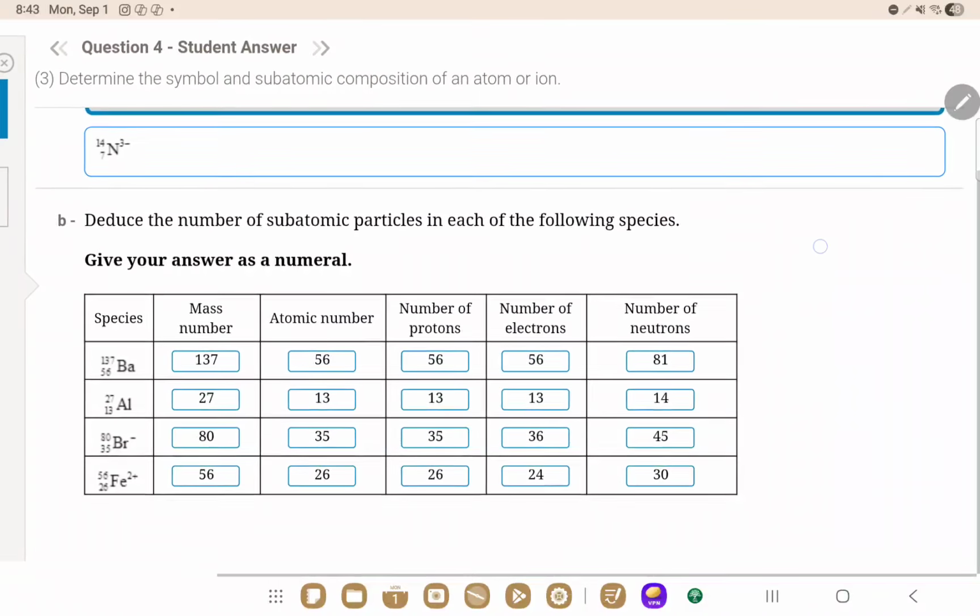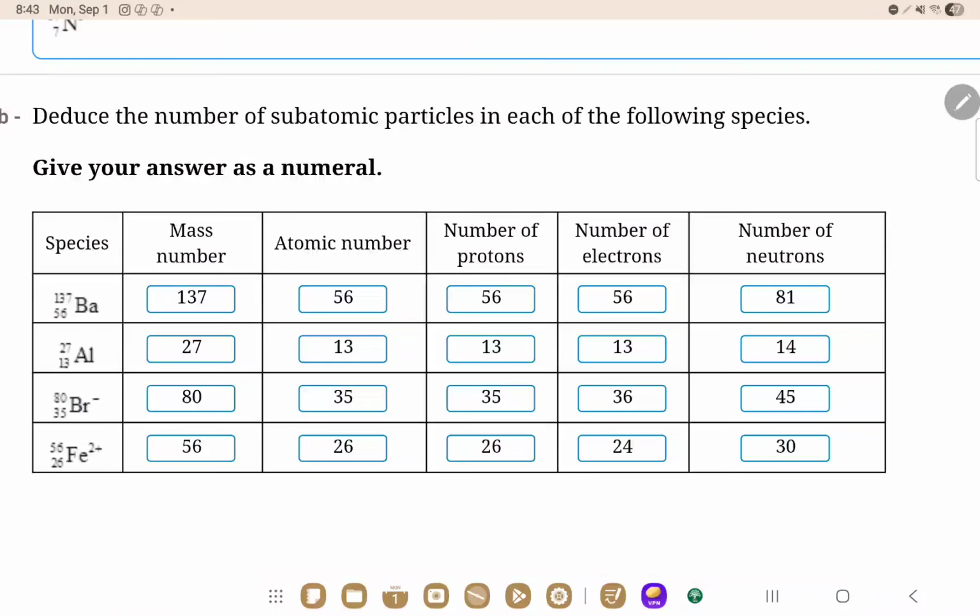Now let's move on. Here you're going to just do the exact same thing. Mass number is always the one on top. Atomic number is always the one on the bottom. So this question, I don't think you can really get it wrong for these two boxes here. These you should automatically get correct because they're copy-paste numbers. 137, 137, 56, 56. I'm going to continue on to all of them. 27, 27, 13, 13, 80, 80, 35, 35, 56, 56, 26, 26. These numbers, you copy-paste them.